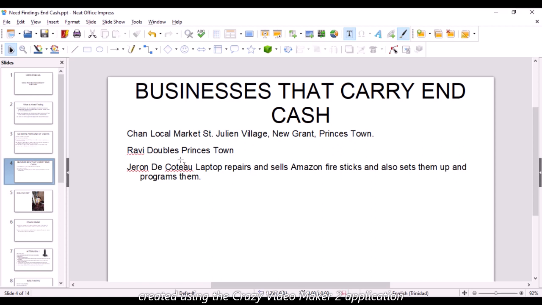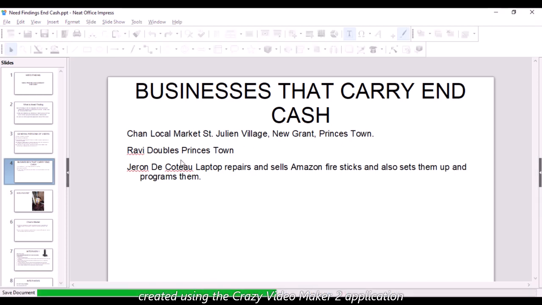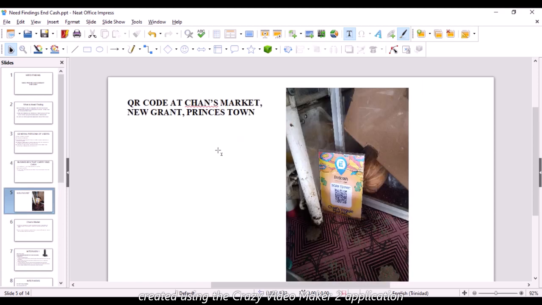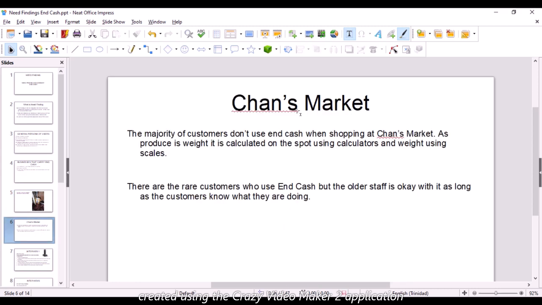Then Sharon Bikoto, somebody who I work with. He repairs laptops and he sells Amazon Fire Sticks. And also he sets them up and he programs them. Right? This here is an image of the QR code from Transmarket.